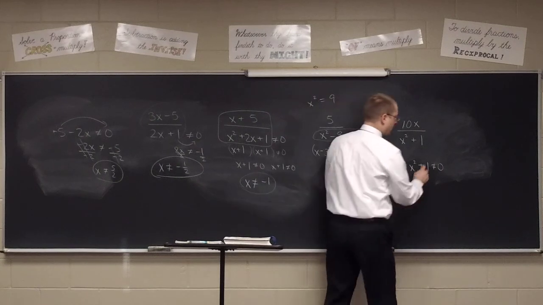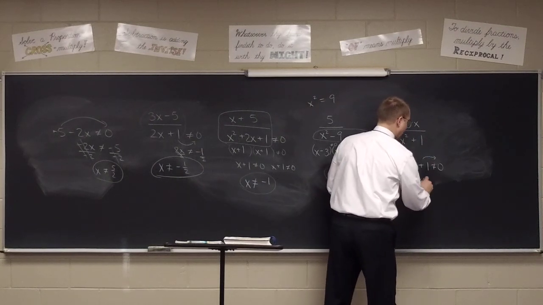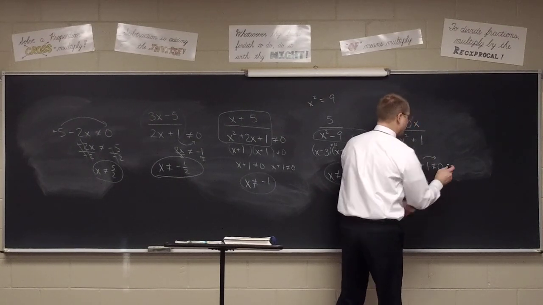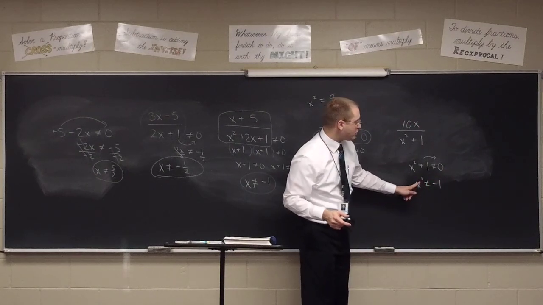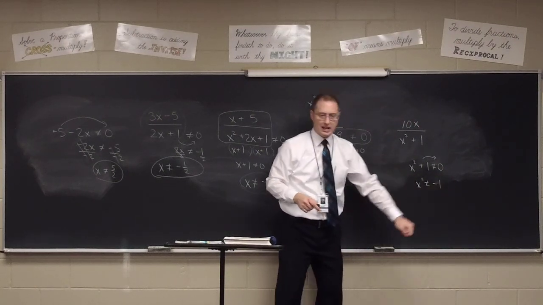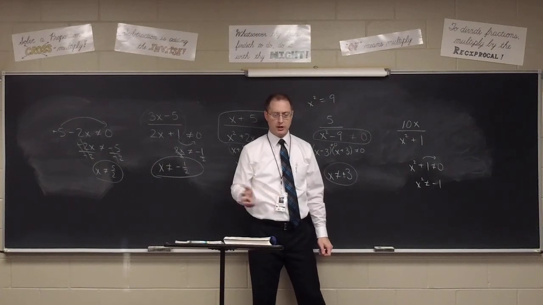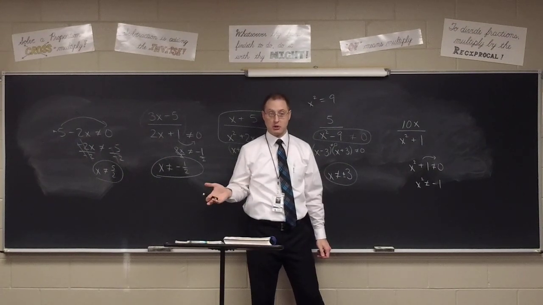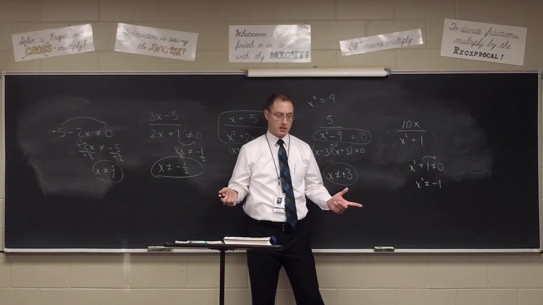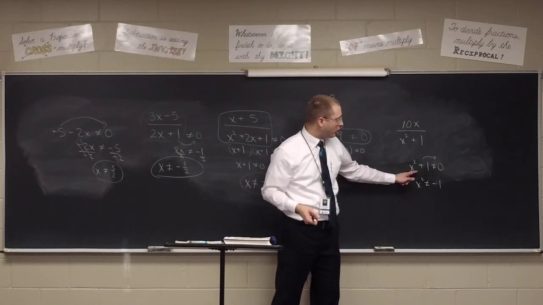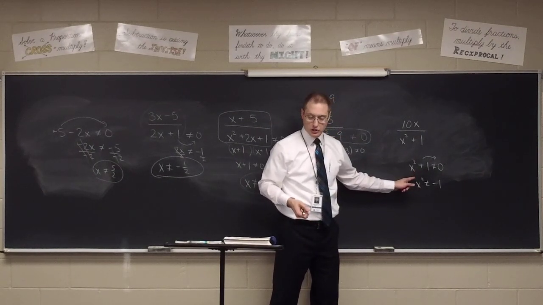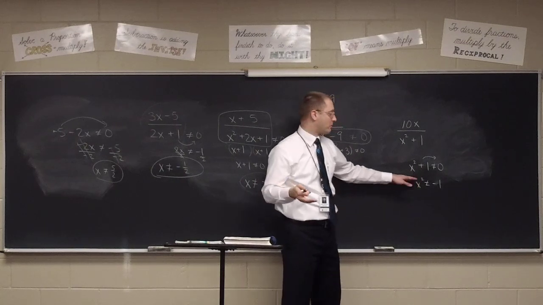If we took that same line of thought here and moved the 1 over, we would get x squared is equal to negative 1. What, when you square it, would give you a negative? Nothing. Because when you square something, you always get positive. There are no real excluded values. They're called imaginary numbers. We'll talk about them next year.